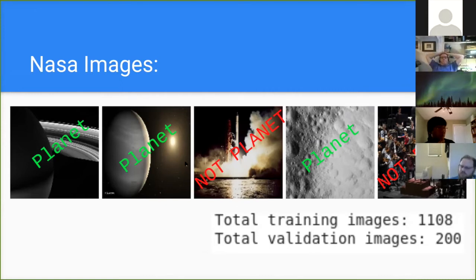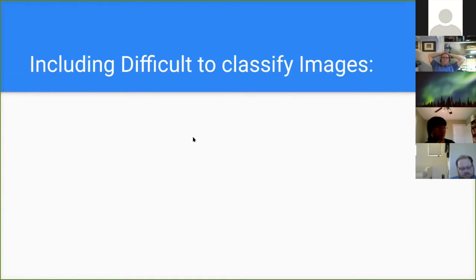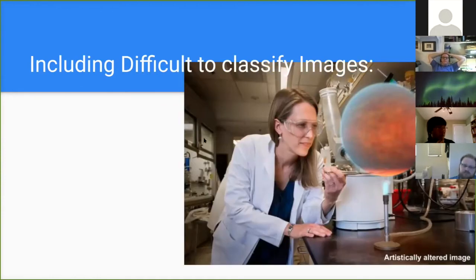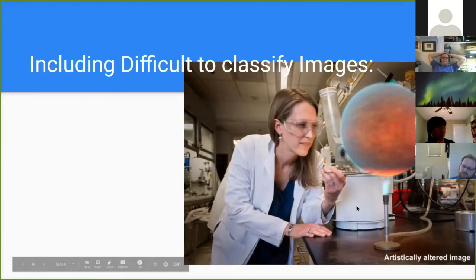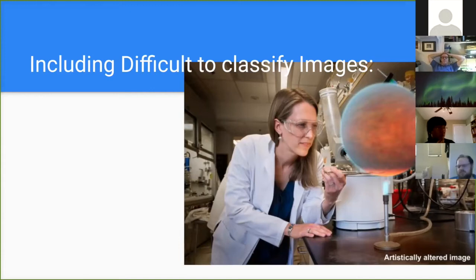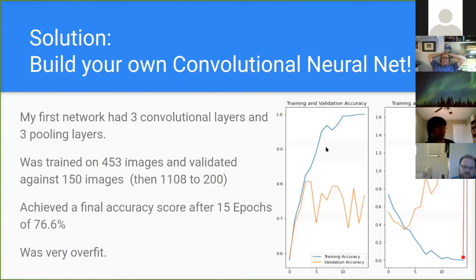I ended up pulling a little bit over 1,300 images for this project, and this wasn't great. So I had to go through and hand classify all of them. There are a lot of images in there that are hard to classify, like this one, especially for a computer: a woman in a lab. But she also has a planet over her Bunsen burner here. So this would be classified as a planet image, but there are things in this image that would trip up the neural network. So my solution was to build a convolutional neural net to learn what a planet was and classify whether or not there was a planet in the picture.